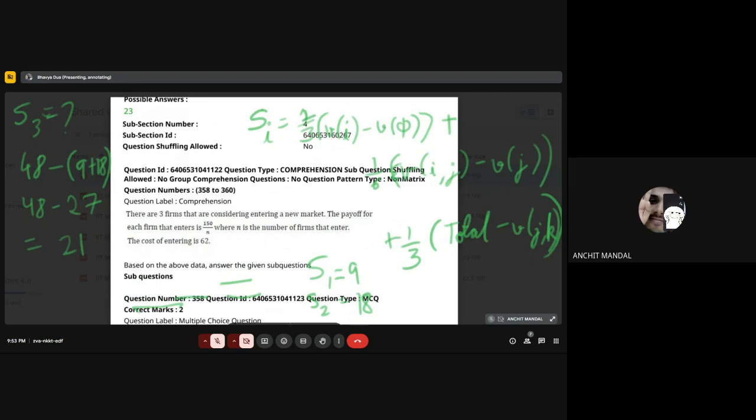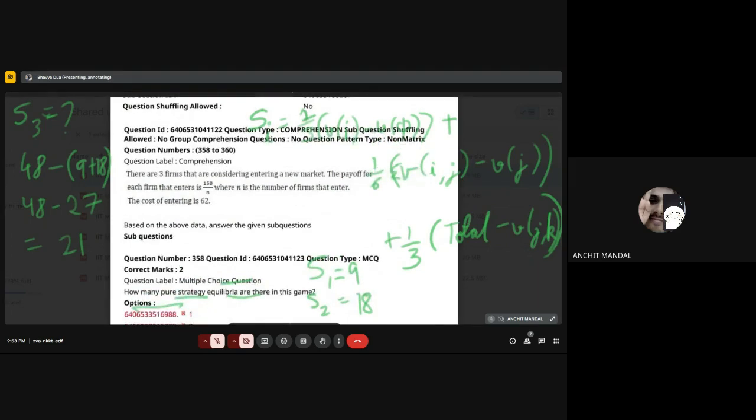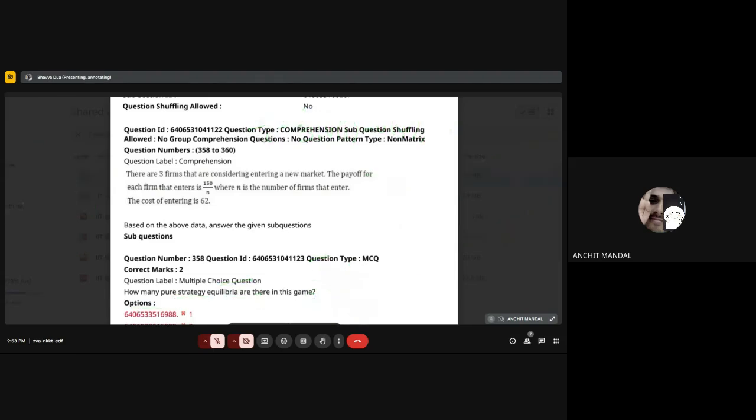3 firms that are considering entering a new market. The payoff for each firm that enters is 150 by N. This is a question that has been asked in, I think, all papers. The payoff for each firm that enters is 150 by N, where N is the number of firms. The cost of entering is 62.